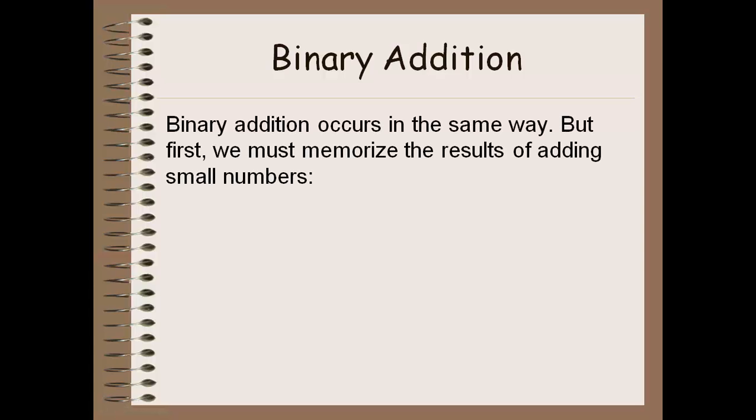Binary addition occurs in the same way, but remember, we only have two digits. So we're going to memorize some of the results of adding some small numbers together. Obviously 0 plus 0 is 0. 1 plus 0 is 1. 1 plus 1 is 2, but remember we don't have a 2 in binary, so 1 plus 1 is actually 1, 0. 1 plus 1 plus 1 is 3, or in binary, 1, 1. So once you have those memorized, it becomes much easier to perform binary addition.